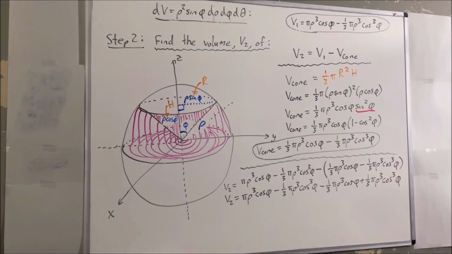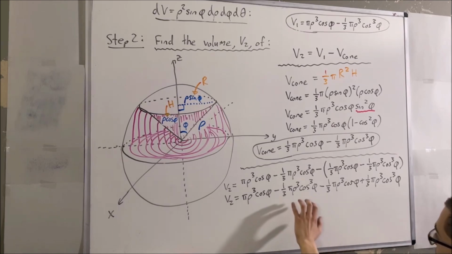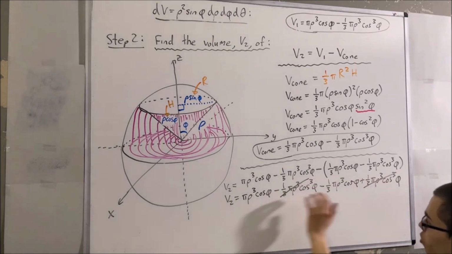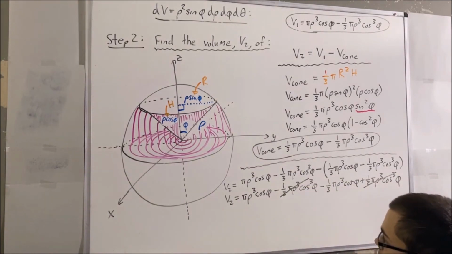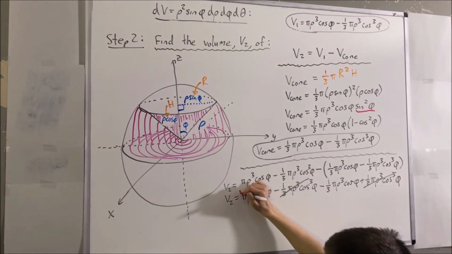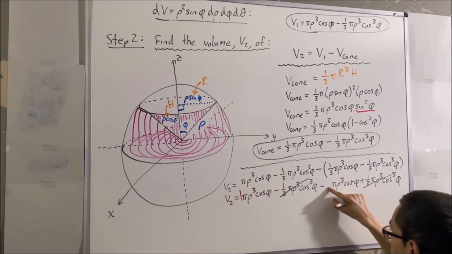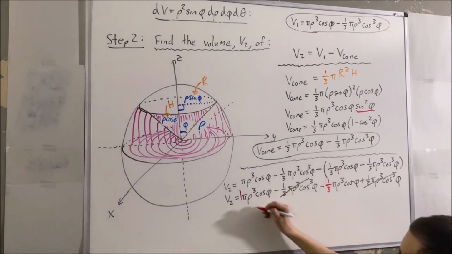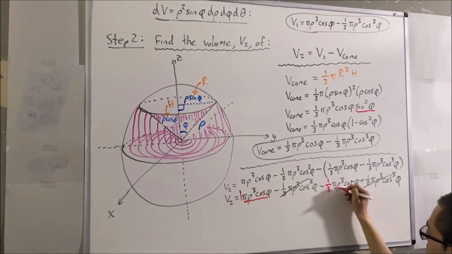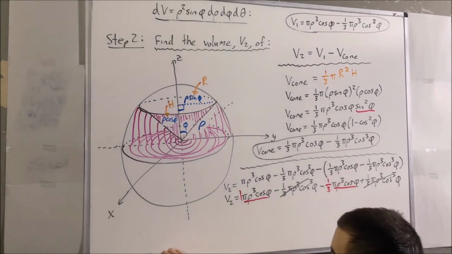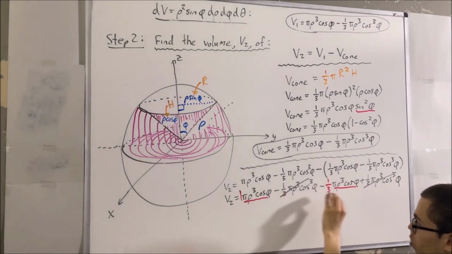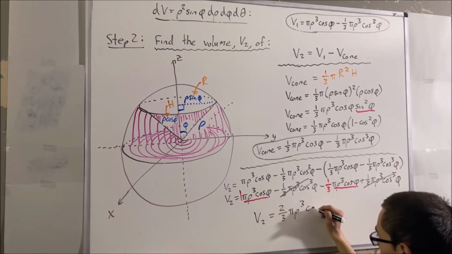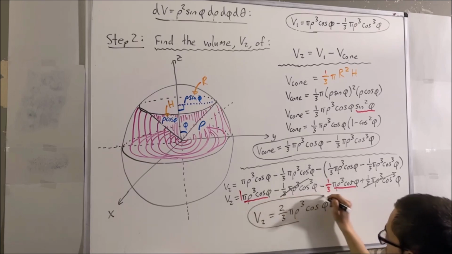But notice that we actually have something that cancels out. Turns out that this cancels out with this. And as for the other two terms, we can actually combine like terms. There's a 1 right here. I'm going to rewrite this 1/3 in red. Both of these terms share pi rho cubed cosine phi. Therefore, we can combine like terms to get 1 minus 1/3, which is 2/3 pi rho cubed cosine phi. So this right here would be V2.